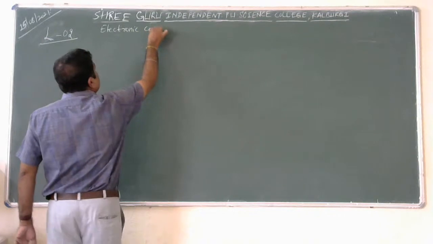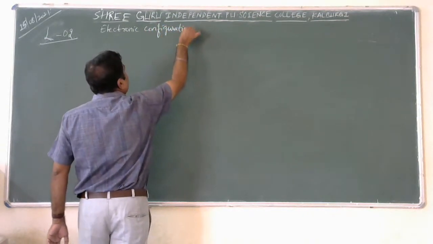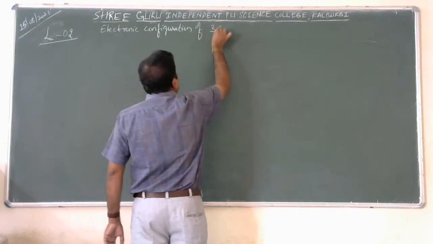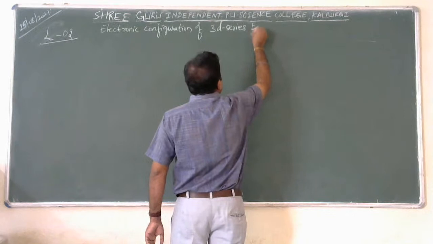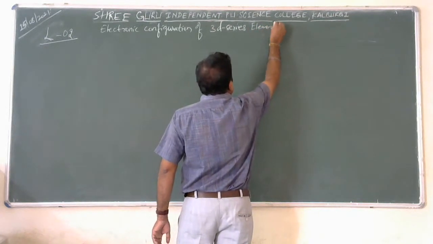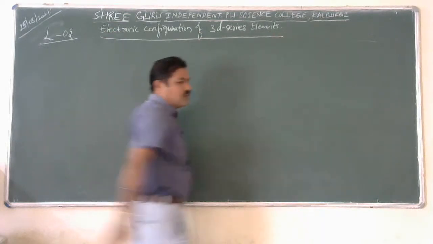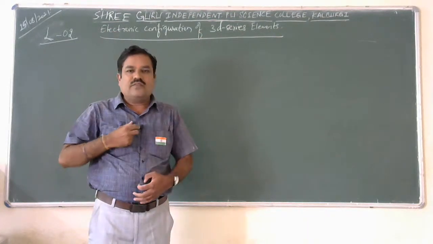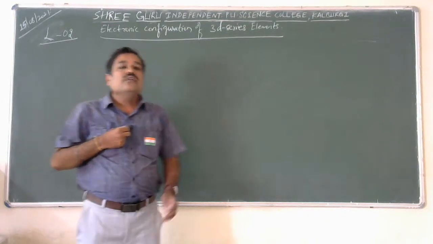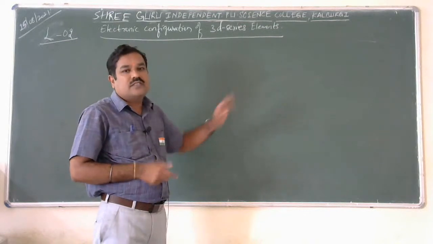Electronic configuration. Electronic configuration of 3D series elements, which is very, very important as per the whole basic chapter. If you know the electronic configuration of elements correctly, you can easily understand this chapter, which is a very basic ABCD of this chapter.